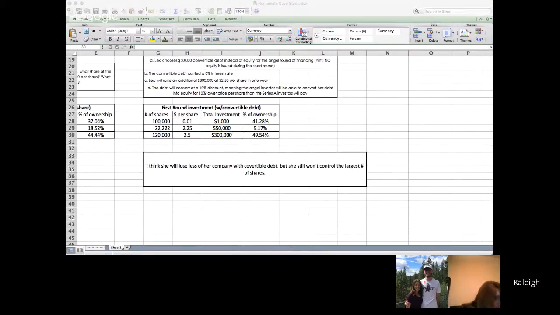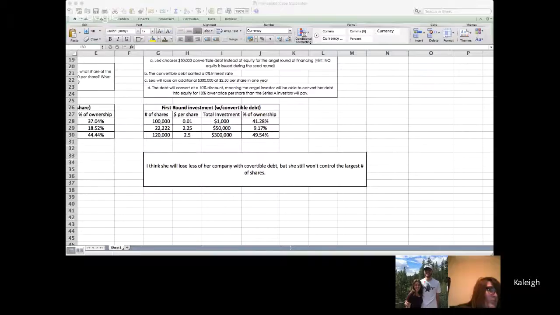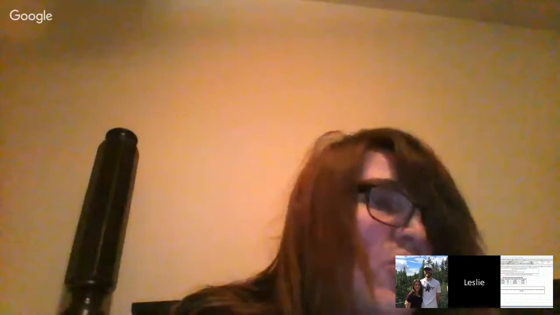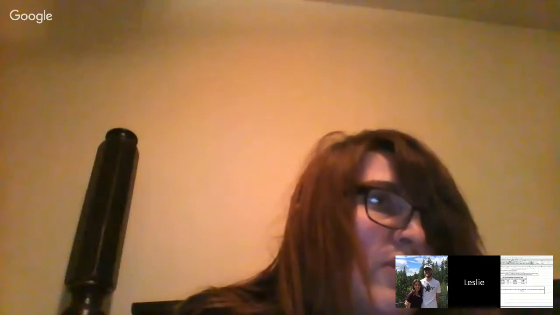No. Let me see. I don't even know where this case is at. Hold on. She says she expected to have to raise an additional $300,000 in about a year. At that time, she also anticipated the price per share to reach $250 at that round. She wanted to understand how the price per share in the angel round would affect her ownership percentage when she raised the next round of investment. So I guess then what we're doing is figuring out how much it will be for the next round. Right?